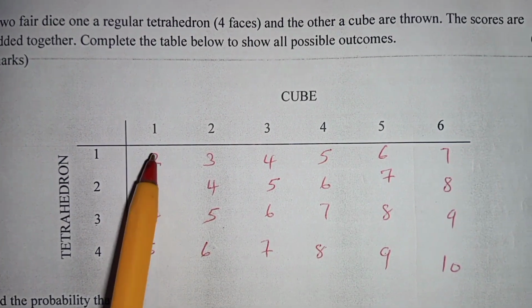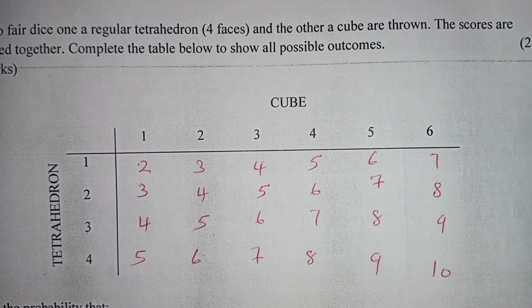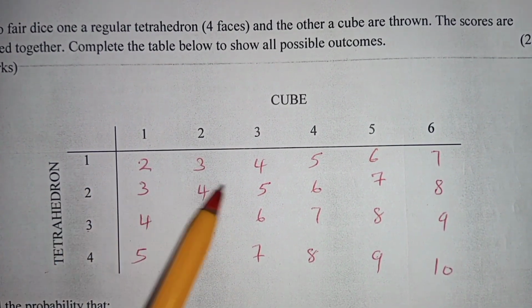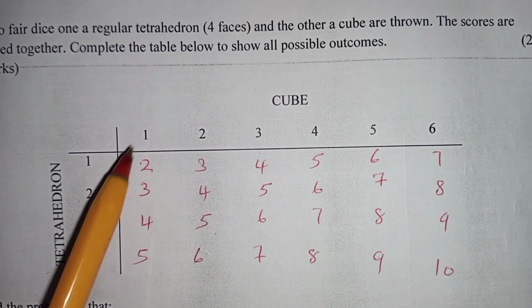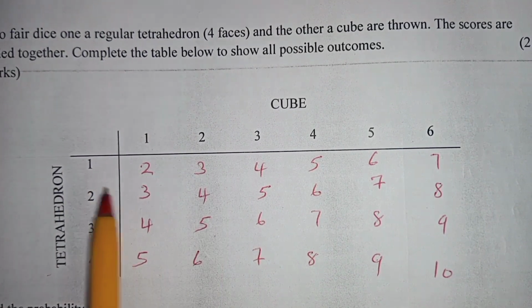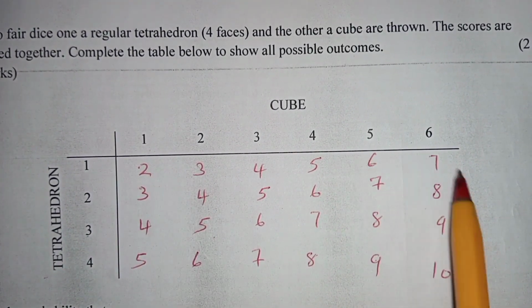So for the cube, it has 6 faces. For the tetrahedron, it has 4 faces. So for the possible outcomes, we add them together. In the first row, you will have 1 plus 1, which is 2, 1 plus 2, 3, 1 plus 3, 4, 1 plus 4, 5, 1 plus 5, 6, 1 plus 6, 7.